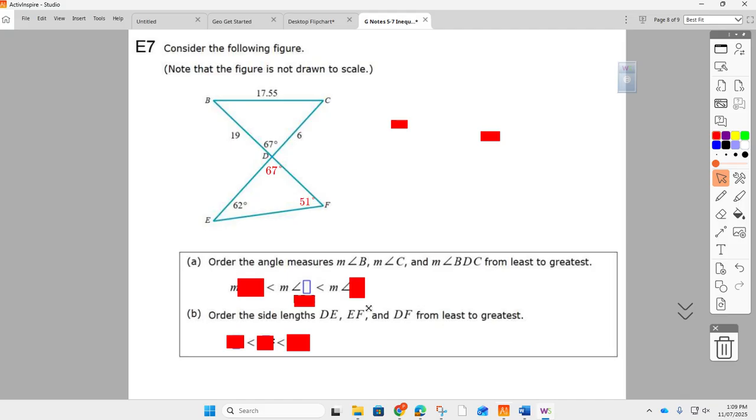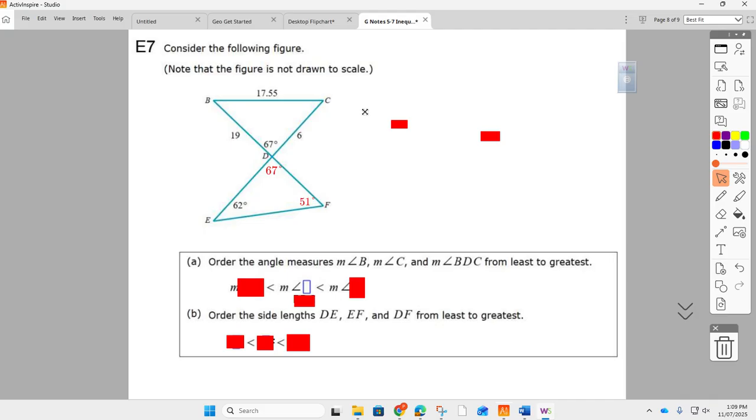Now, this is different. We're not doing these together. We're ordering the angles in the top triangle, and we're ordering the sides in the bottom triangle. So it's really less to do. So in the top triangle, let's look at this one. What's the smallest angle in this triangle? Kyle? 6. That's the side length, Kyle. What's the smallest angle? Carlin?